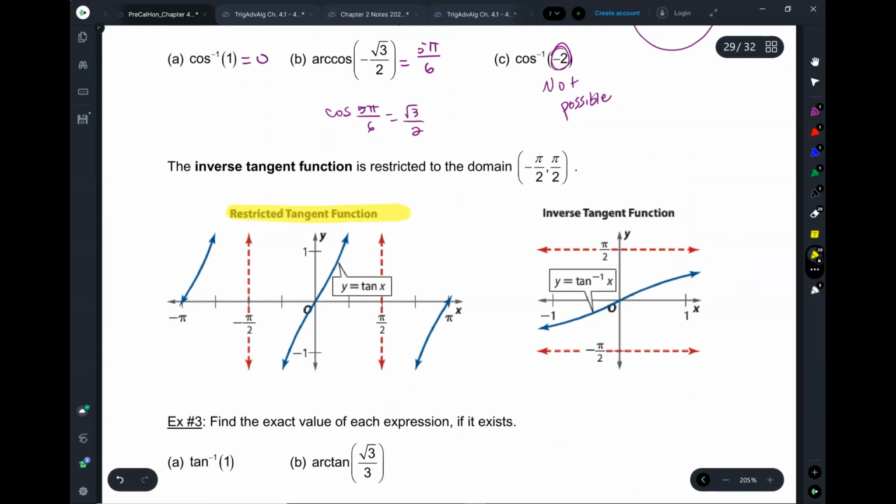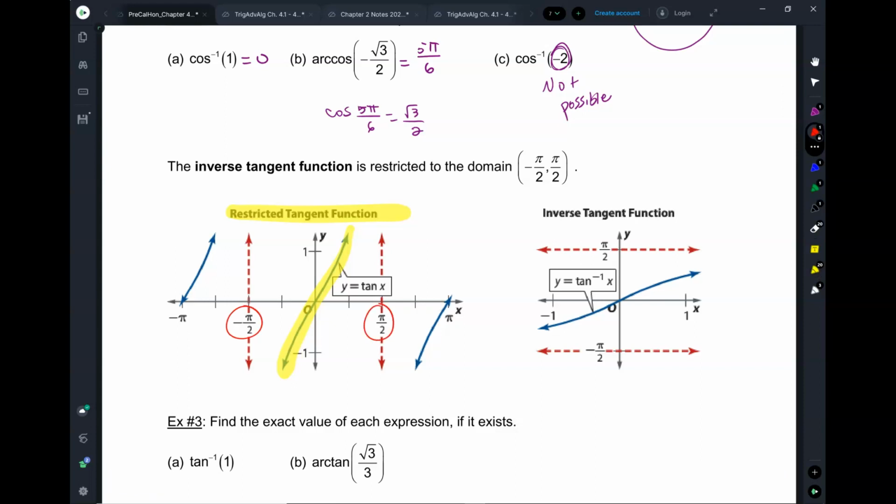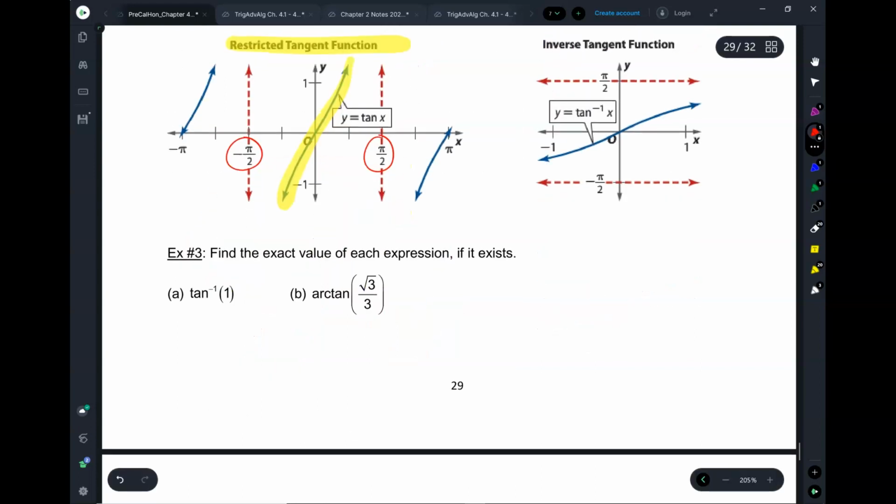So tangent does its own thing, right? Because you've got one arm of the tangent like this, and that's enough. That's all we can take, and it passes the horizontal line test. Yes, we're going from negative pi over 2 to pi over 2, similar to sine, but different in that the tangent is undefined at negative pi over 2 and pi over 2.